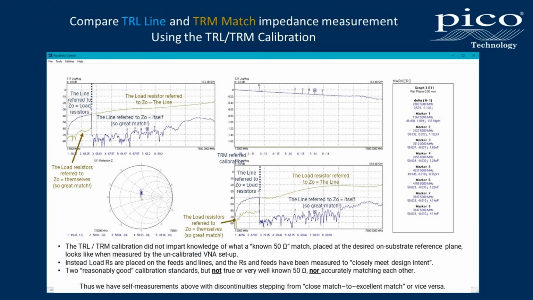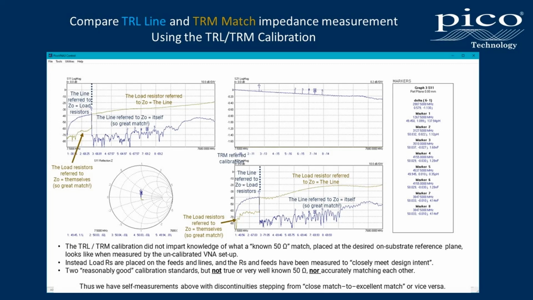So I think the important takeaways at this point are that the TRL TRM calibration using the standards on this board did not impart any knowledge of what a known 50 ohm match looks like. We didn't use a characterized 50 ohm load at any point. So this TRL TRM calibration doesn't know anything about true 50 ohm. And certainly not a true 50 ohm placed on the substrate at the reference plane that we wish to use.